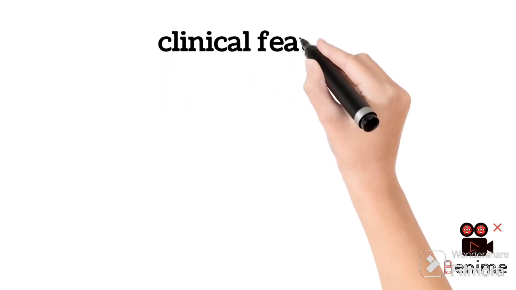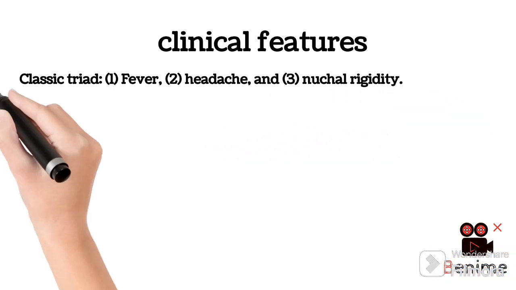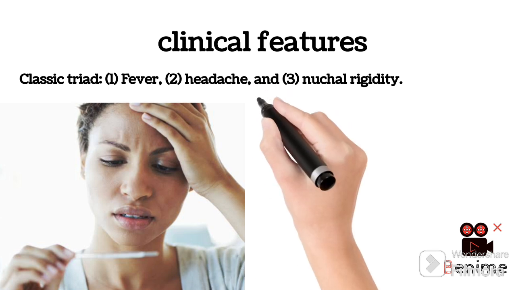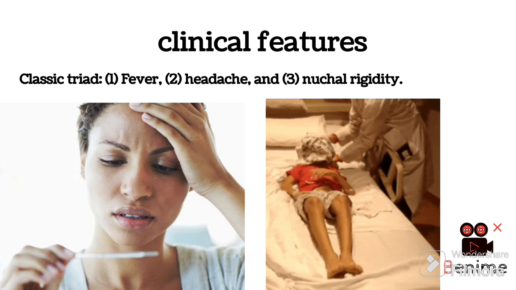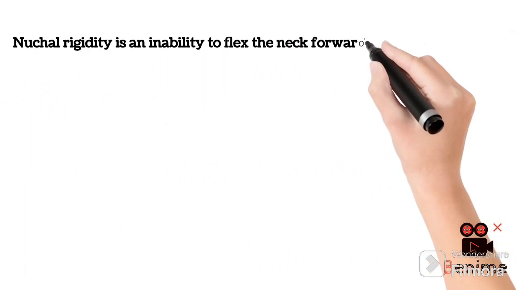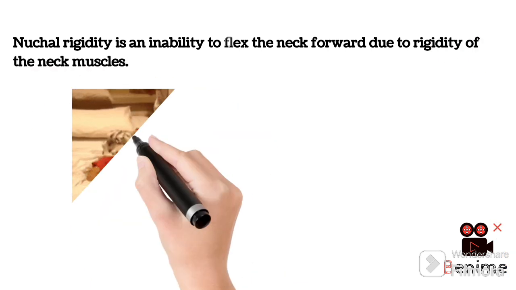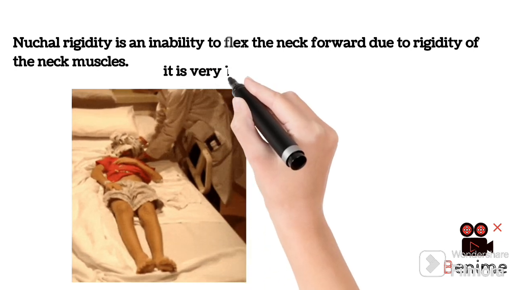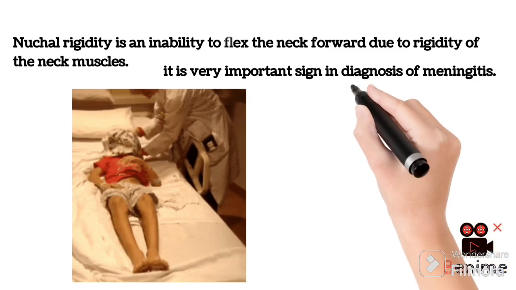Clinical features: Classical triad consists of fever, headache, and nuchal rigidity. What is nuchal rigidity? Nuchal rigidity is inability to flex the neck forward due to rigidity of neck muscles, as seen in the figure. It is a very important sign in diagnosis of meningitis.